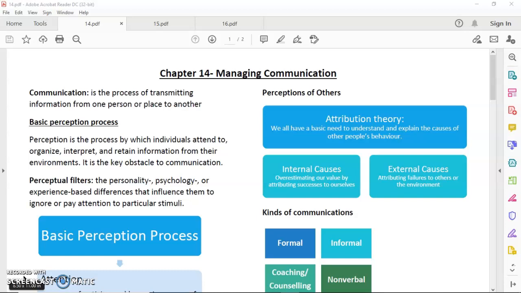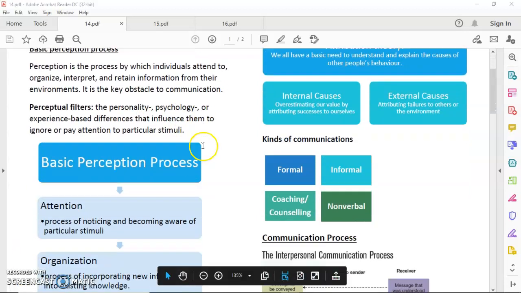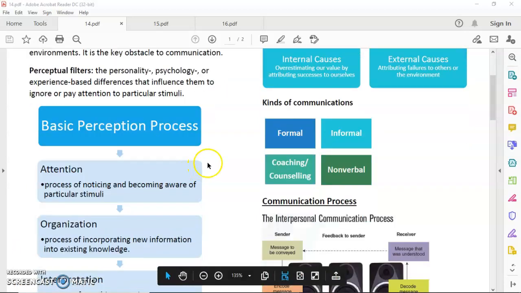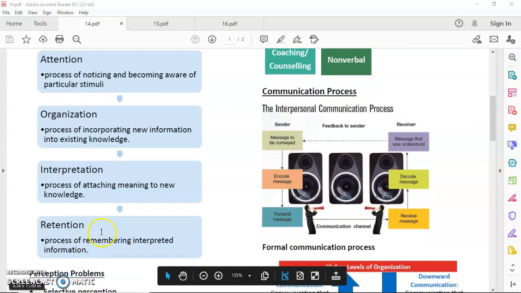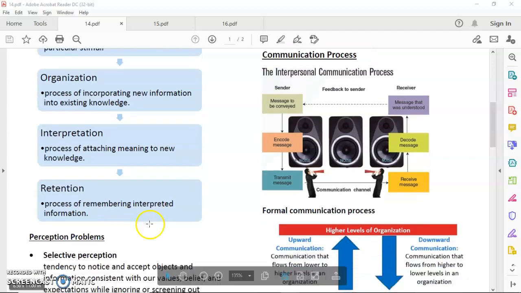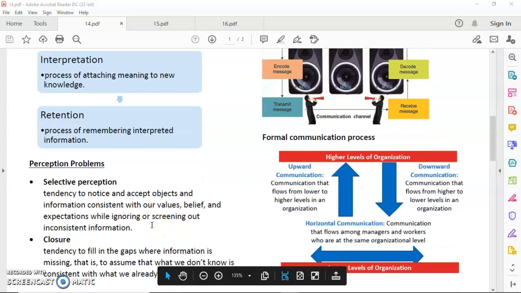And then we have the perceptual filters. These are the personality, psychology, or experience-based differences that influence them to ignore or pay attention to particular stimuli. So there's the basic perception, where the attention, organization, interpretation, and retention of the communication is how it's processed in the mind of people. It's different for everybody.